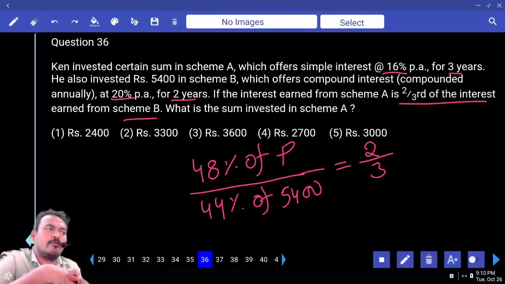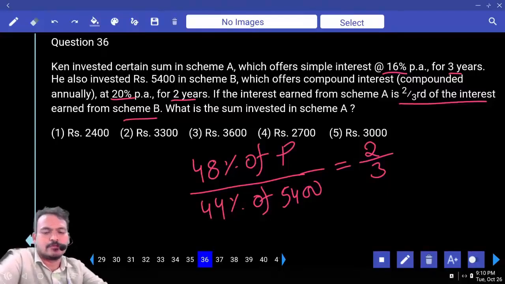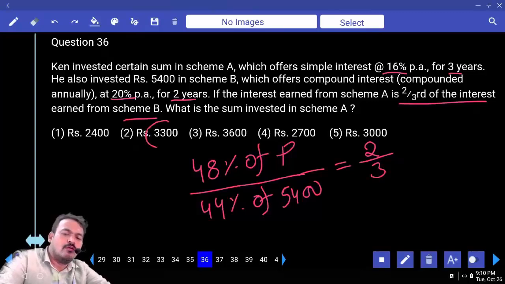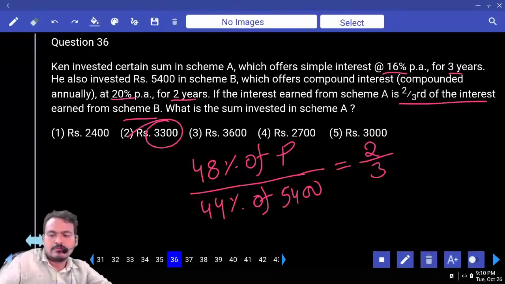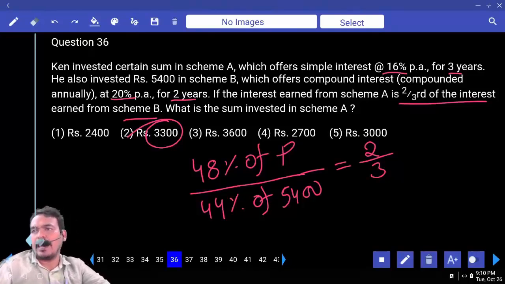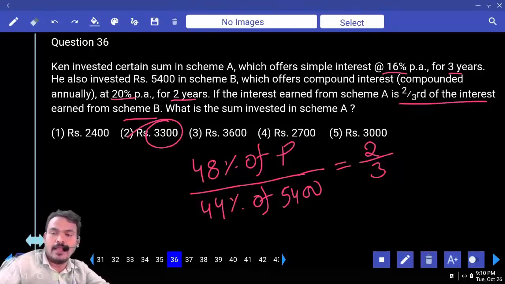44 means it will be 4 into 11. There is no cancellation value of 11 in the numerator. Then the answer must be a multiple of 11. How many options are multiples of 11? Only one.